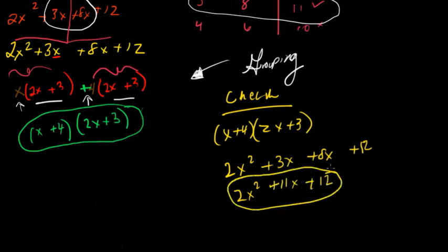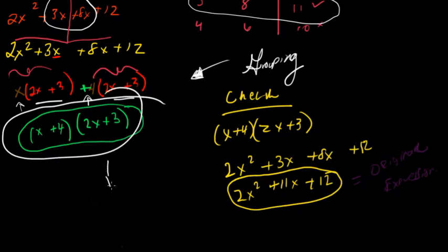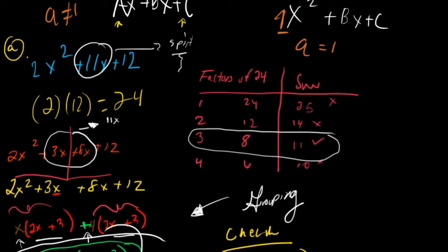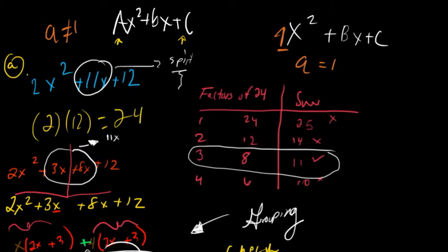This here is the same thing as our original expression. So this is equal to the original expression. Okay? So if that's equal to the original expression, then that means that this here is the factored form. Okay? All right, so it's a little bit different than what we're used to with the other factoring that we did, but it's just going to take a little bit to get used to. So let's go ahead and do another problem here.